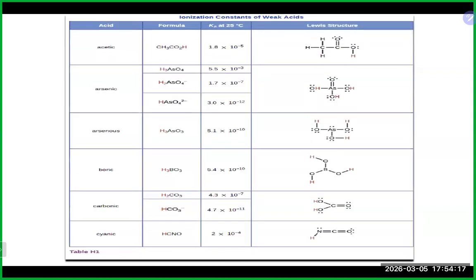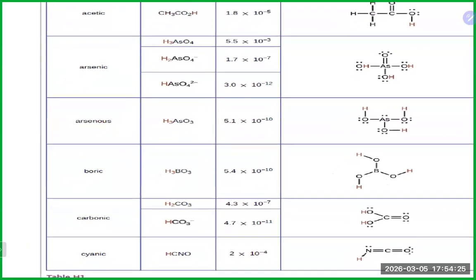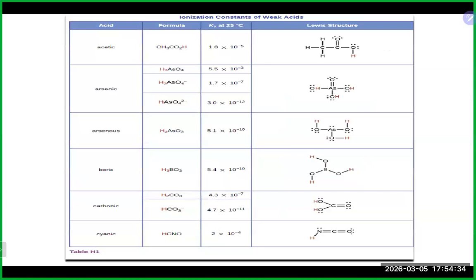So here's a table, and you have a similar one in your book. And again, you can see some of our Ka values here. There are also, as we'll talk about a little bit later on in this chapter, when you have polyprotic acids, which have more than one hydrogen to give, Ka values for each of the hydrogens to come off.